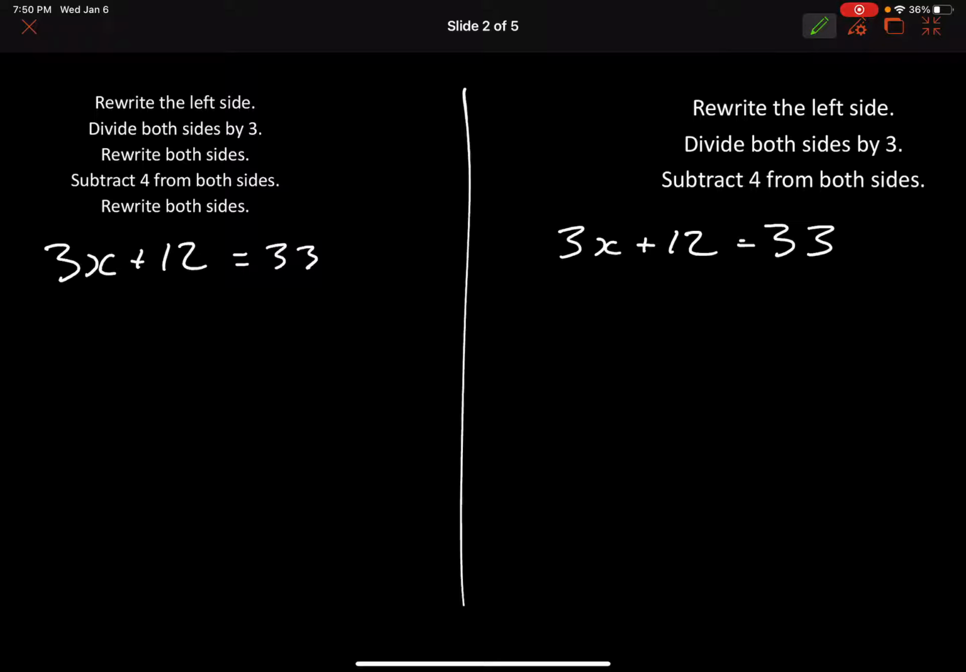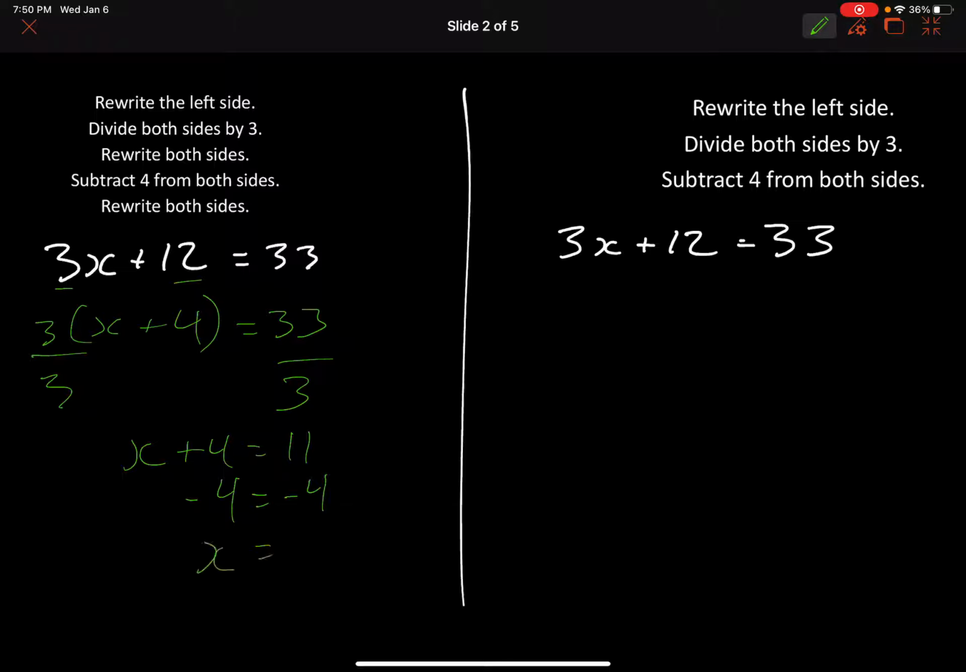All right, so if I'm looking over here, we can use the distributive property and pull 3 out because 3 goes into both numbers. I can divide it. So I can take the 3 back out. Okay, remember when we put it in, and now we can take it out. Then I can divide both sides by 3 and I'm left with x plus 4, which is equal to 11. And then I can subtract the 4 from both sides and I know that x is equal to 7.